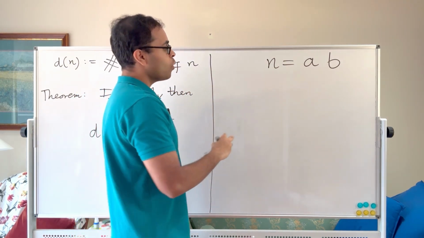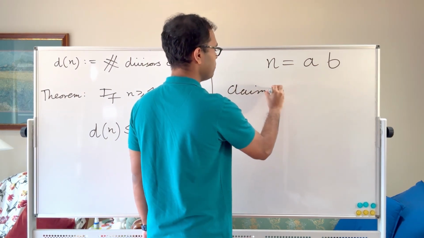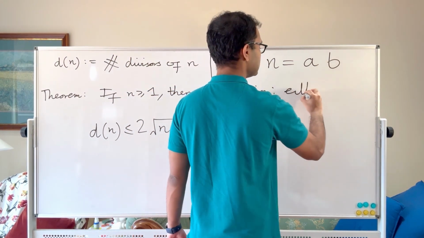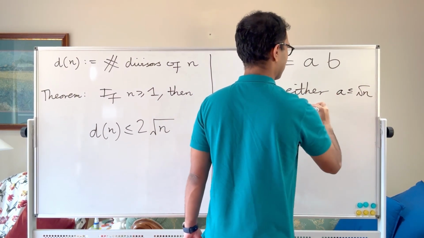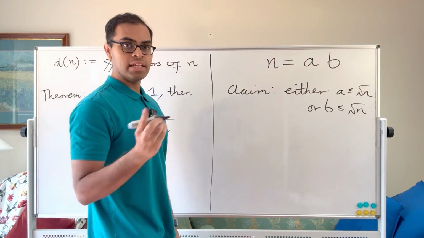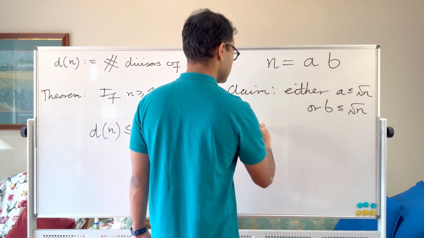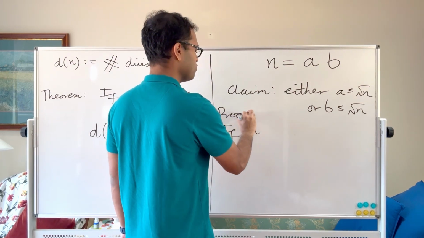Why is that? Here's my claim, I'm going to write it down first of all. The claim is that either a is less than or equal to the square root of n, or b is less than or equal to the square root of n. Now, why is this true? Well, if both a and b were greater than the square root of n, here's the proof of the claim, it's a proof by contradiction.